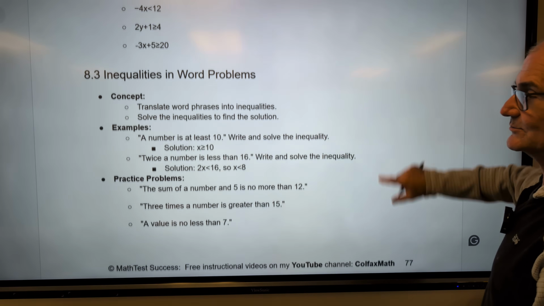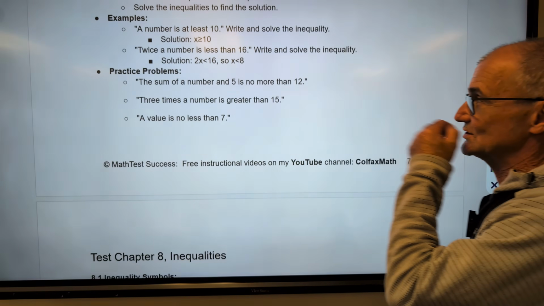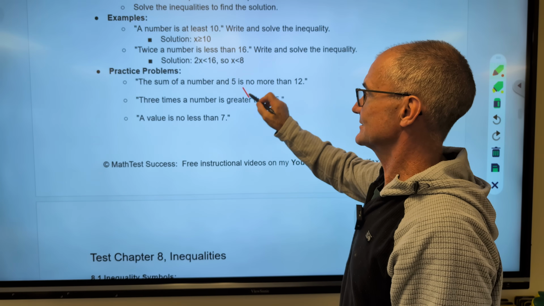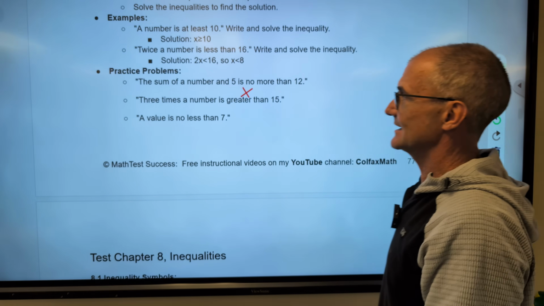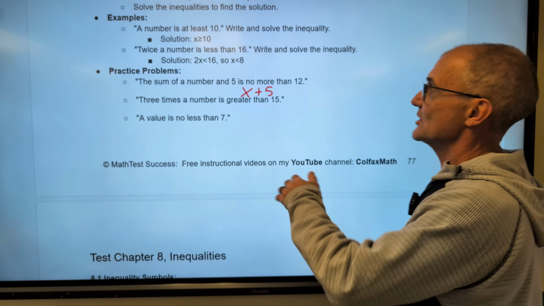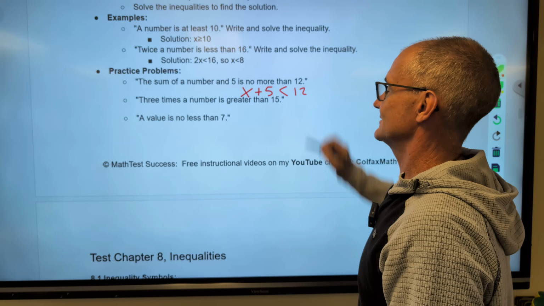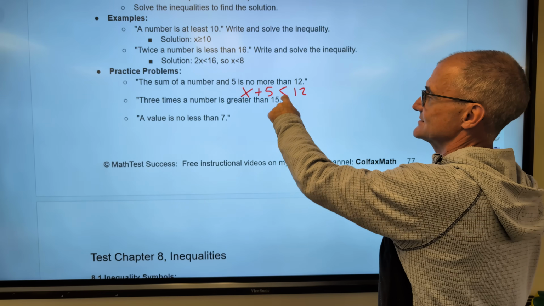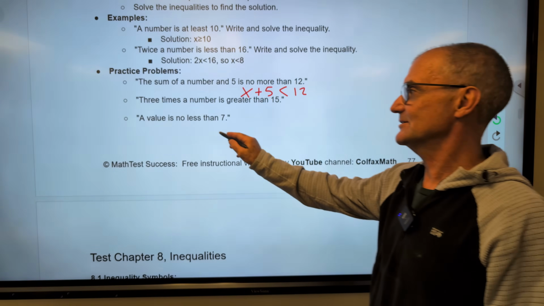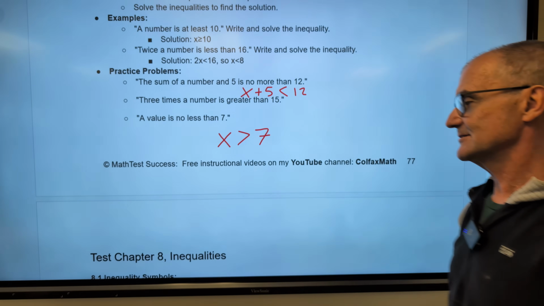All right, let's take a look at some of these word problems here. So these are words to convert into inequalities. The sum of a number, I don't know what that is, so I call it my variable x. The sum of a number and 5 is no more than 12. So that means less than 12. No more means less than. A value is no less than 7. That means that value has to be greater than 7.